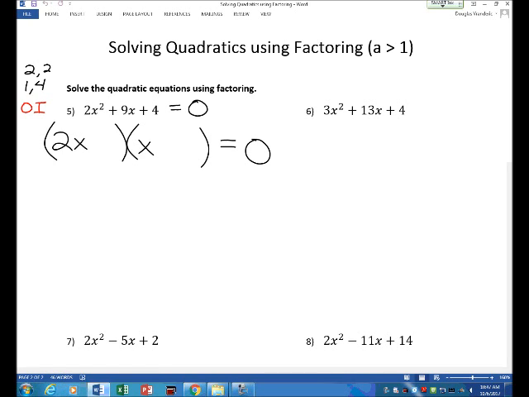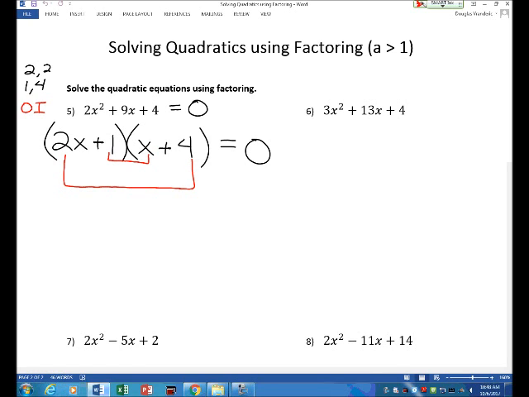All right? Okay, now we're going to use 1 and 4, but you have a choice to make. Do I put the 1 and the 4 here, or do I switch it, 4 and 1? You have to decide. The one goes in the first one. Okay. Now we'll check using the OI, the outside and the inside.